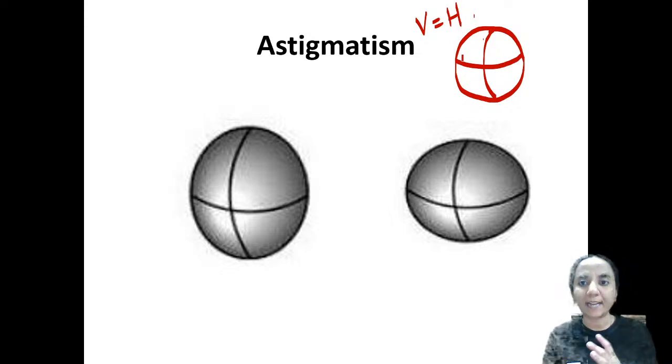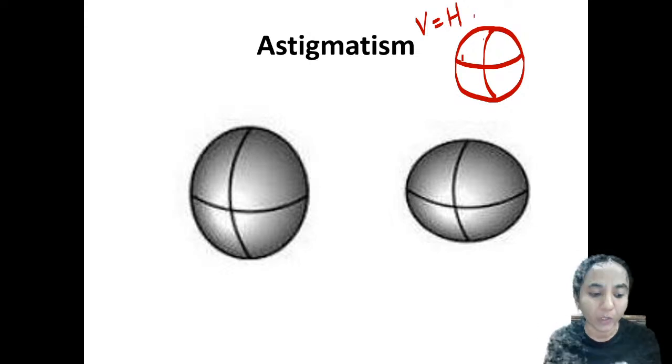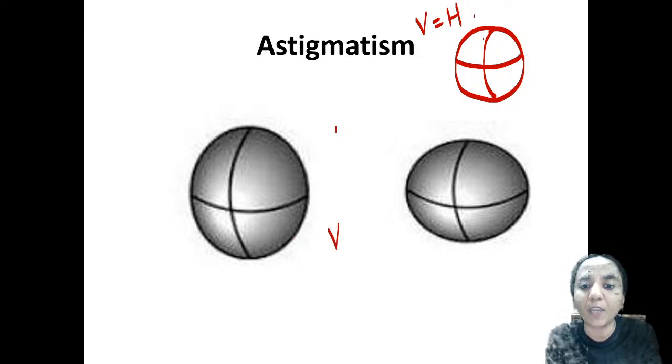I should not exactly be saying vertical or horizontal. We should say that the two principal meridians of the eye, for the sake of simplicity, we consider them as vertical and horizontal. The two principal meridians of the eye will be equal. They will have the same curvature. That is vertical and horizontal, or V and H will be equal. But many a times it may not be so. What I'm trying to say is that V and H may not be equal.